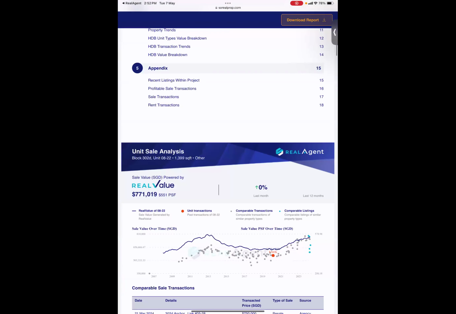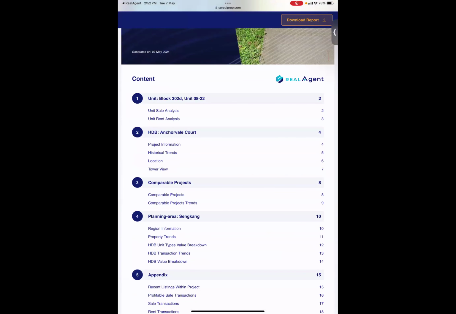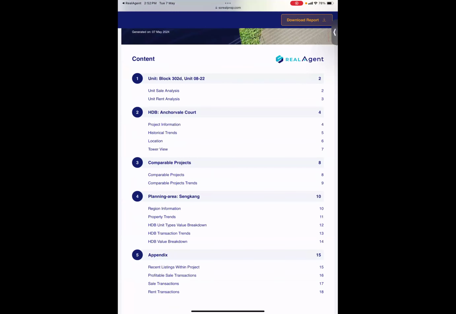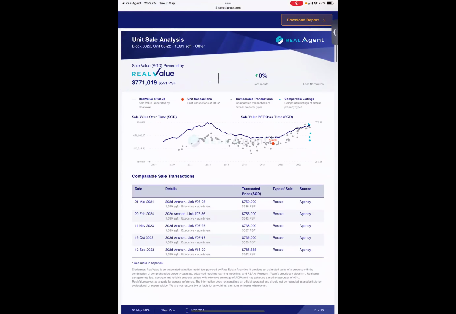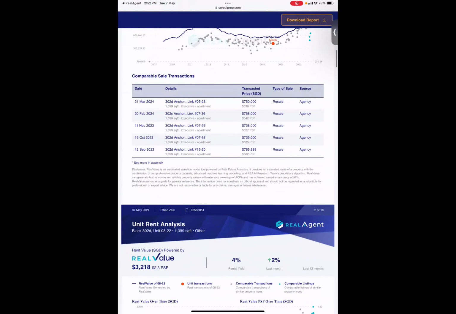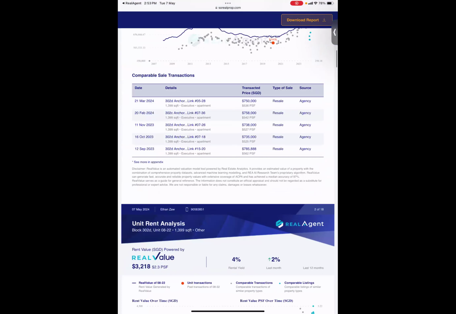It will contain sale analysis, rental analysis, project information, historical trends, area trend, everything will be inside. But the thing is, it's very concise. If you see here, 18 pages only, not 180 pages. So all the important information is there. You can share with your client, but read through first, understand the report first before you share with your client. Don't blindly send.